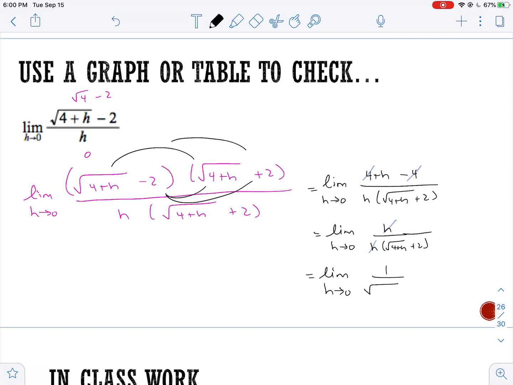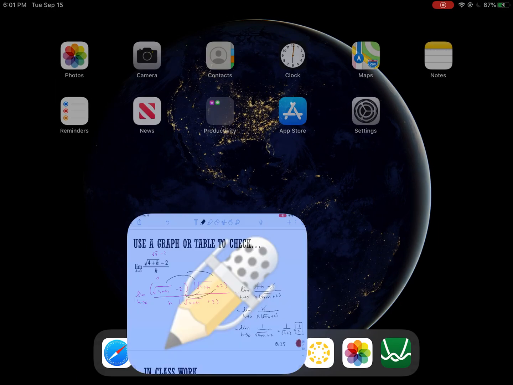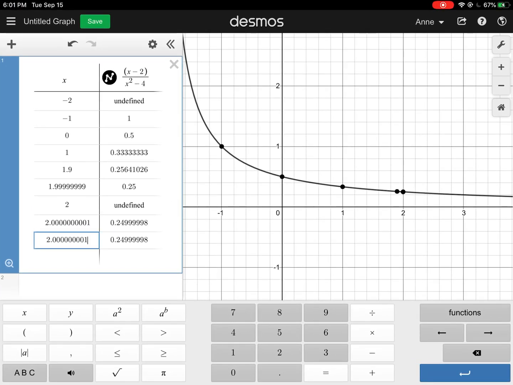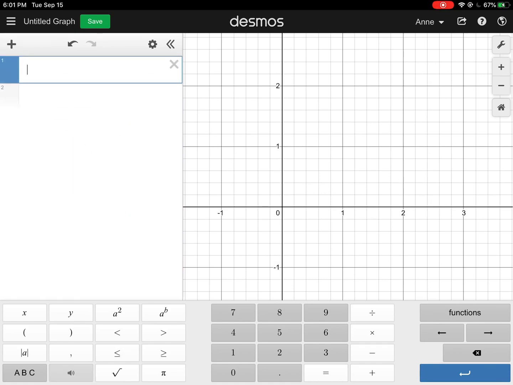So I'm left with the limit as h goes to 0 of 1 over the square root of 4 plus h plus 2. And if I plug in 0, this would be 1 over the square root of 4 plus 2, which is 1/4, which is 0.25. So I can check this. This is asking what's the height of the graph getting closer and closer to as my h values, or my x values, are getting closer and closer to 0. So I'm going to graph this on Desmos, the square root of 4 plus x minus 2 over x.